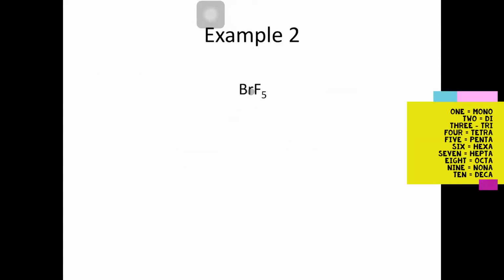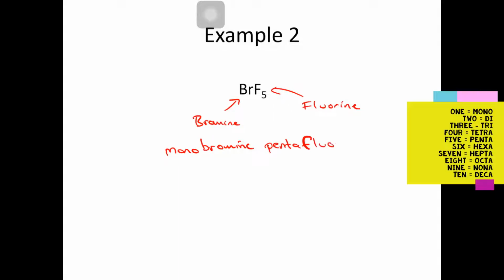Let's move on to the second example. So BrF5. So let's think about what Br is. It's bromine, and F is fluorine. So what's this one going to be called? Well, bromine will be mono for 1. So monobromine. And then 5. Oh, gee, what's 5? So 5 is penta. So penta fluoride. And there we go. So it becomes monobromine pentafluoride.